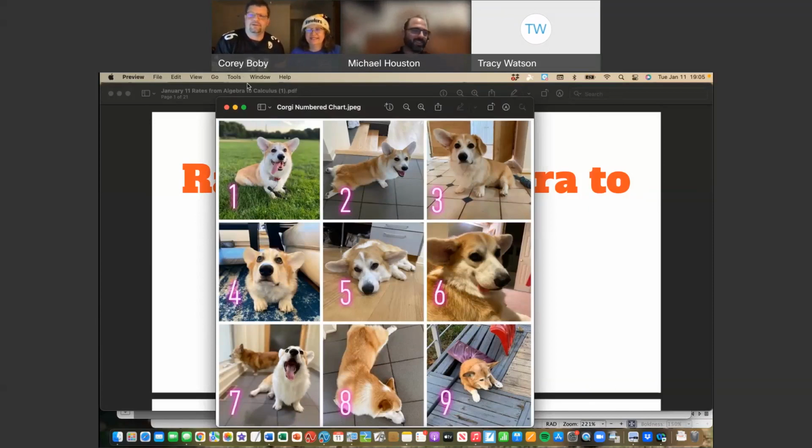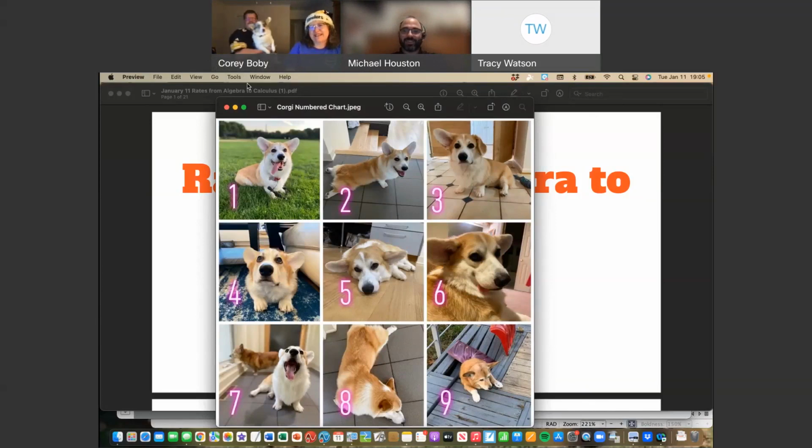So pick your favorite, pick the corgi of how you feel. I see a 7, a 5. If this were a data statistics session, we would probably graph these, but we would like to see what corgi you are. Michael's laughing at me. 3s and 8s, lots of 3s and 8s. 5's a popular one. There's a 4.